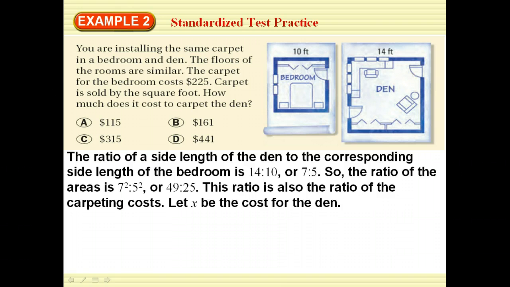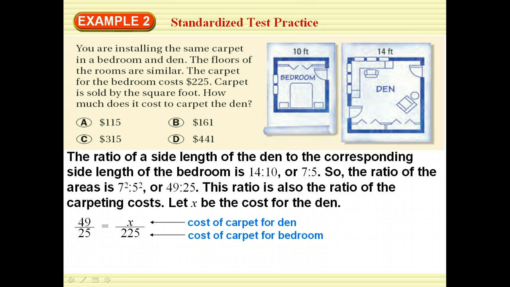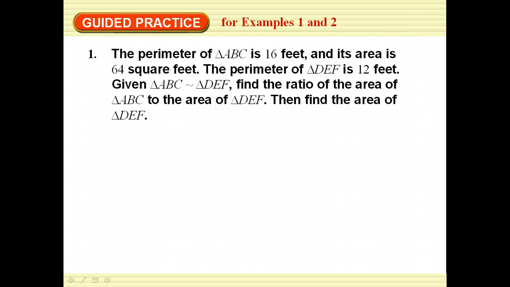Now the ratio of the area, since carpet is sold by the square foot, then the cost will have the same ratio as the areas. So let's set up our ratio of our areas of 49 to 25 equal to the cost of the den over the cost of the carpet for the bedroom. And when I work this out, I get X is 441, so the answer is D.